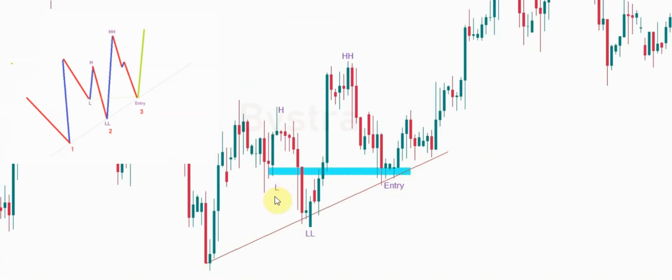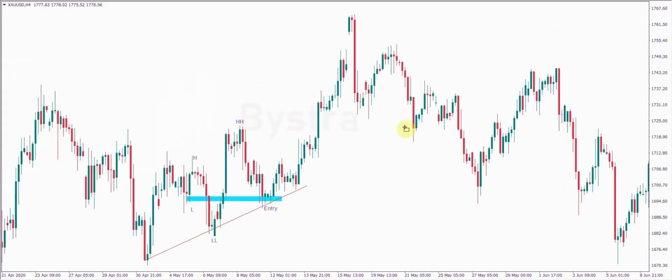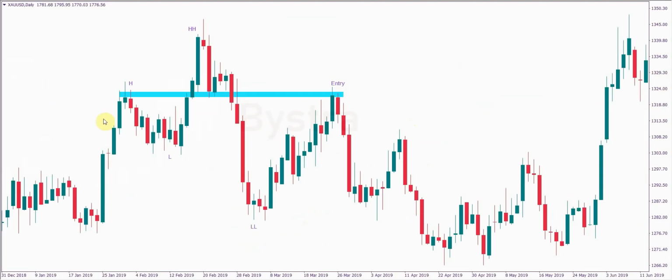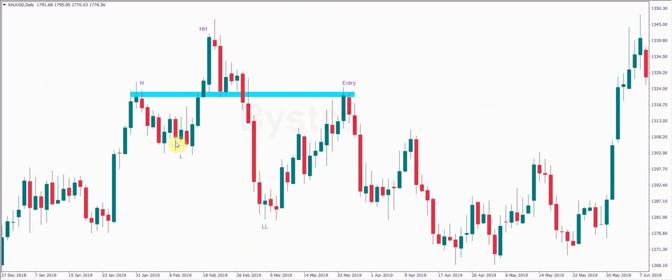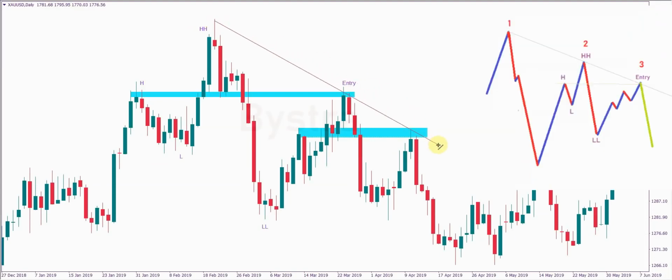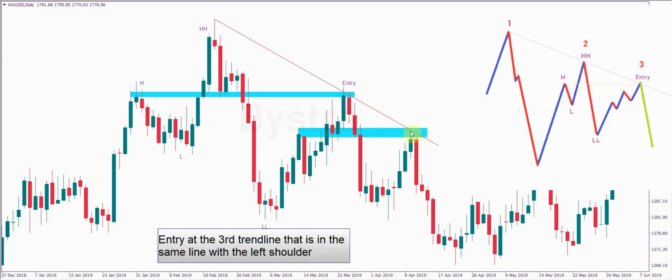And this is QM. Okay, we have low, high, lower low, higher high, and we also have a trend line in here. Entry is on the third trend line. And here's another example. We notice here we have another QM. This time we have a trend line over here. Okay, so this is the example of QM continuation. We have high, low, higher high, lower low, entry at the third trend line, and this must be in the same line with the left shoulder.